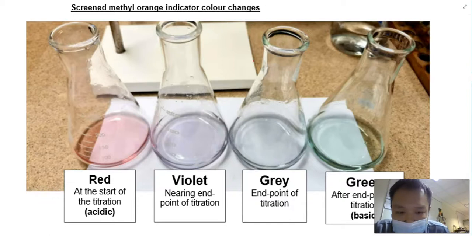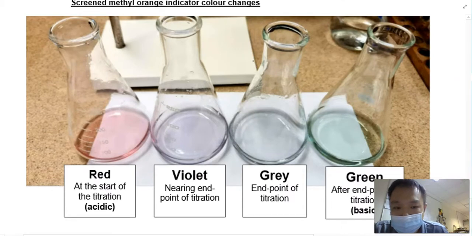If you start off from the base in the conical flask, you start from green to go to grey. So green to grey. You must be clear what's in the conical flask and what's therefore the color change for screened methyl orange. With that I'm done for the corrections.